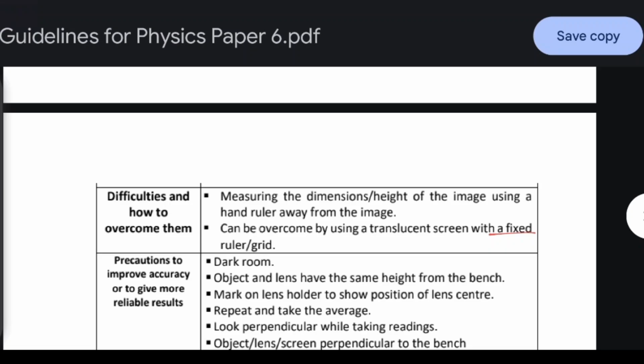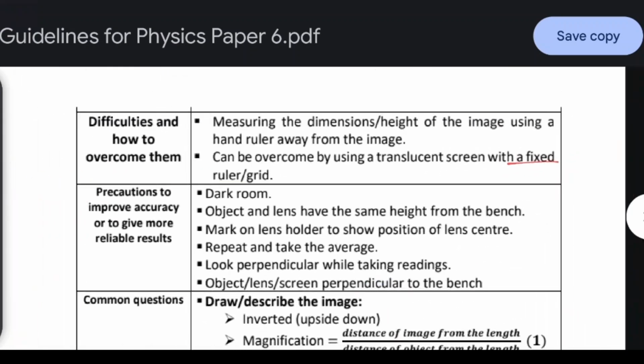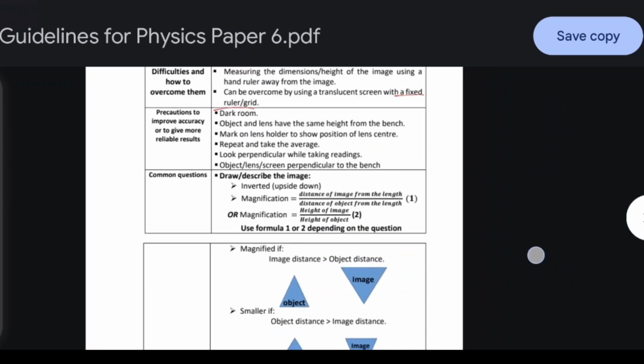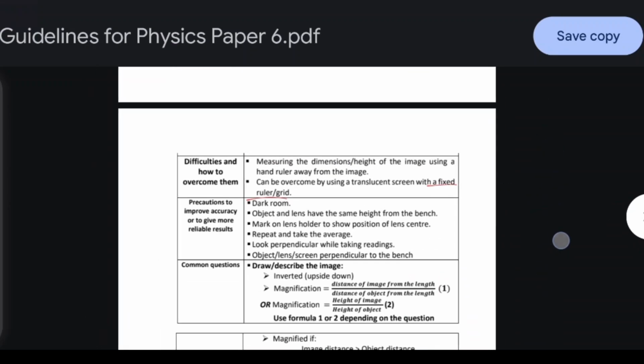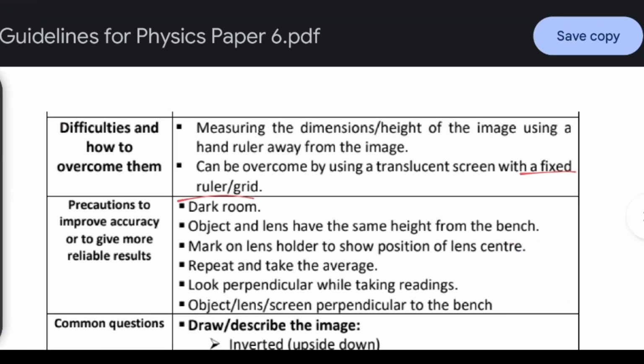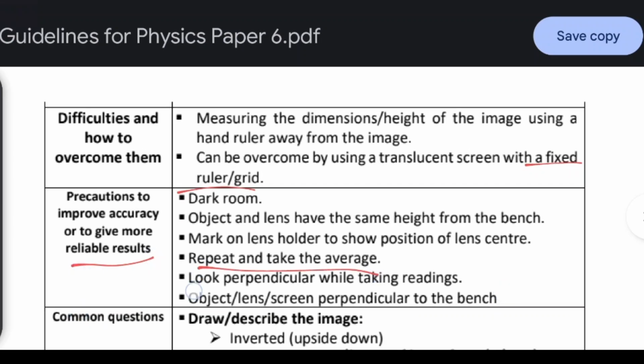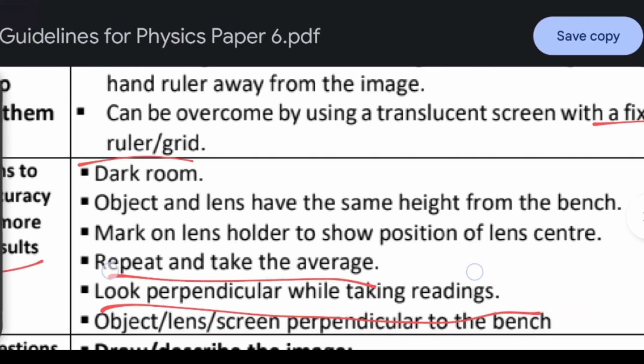All right. Next, what are the precautions? Remember these 2 points, very important. Actually, everything over here is very important because it contains all the common questions for the experiment, very helpful. Precautions to improve accuracy and to give more reliable results: repeat and take an average. These are 2 things which you can always write.